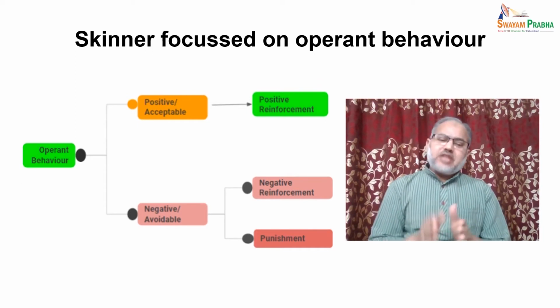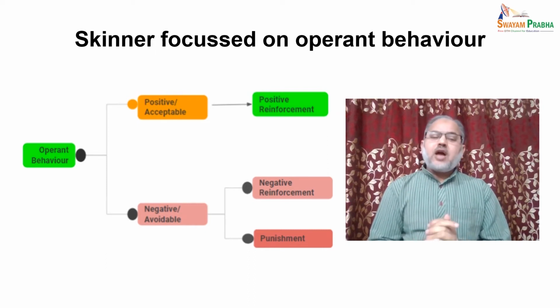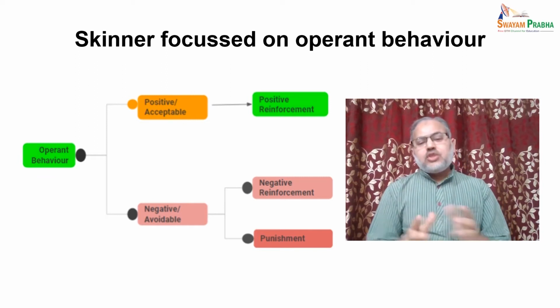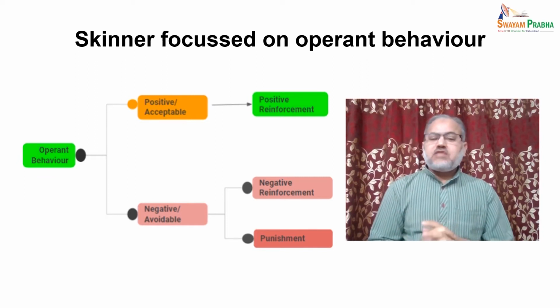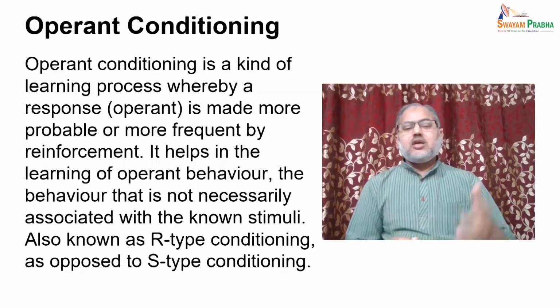So the challenge before Skinner was how to strengthen the positive behavior and how to weaken the negative behavior. And for that, Skinner, through his experiment, gave the idea of positive reinforcement, negative reinforcement, and punishment, about which we will be discussing in the following slides.